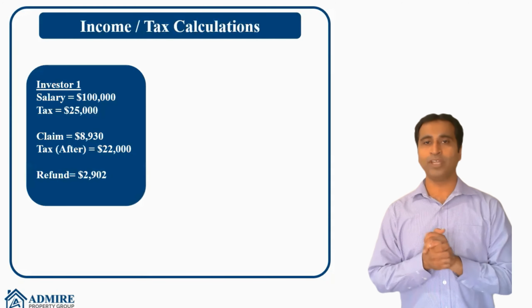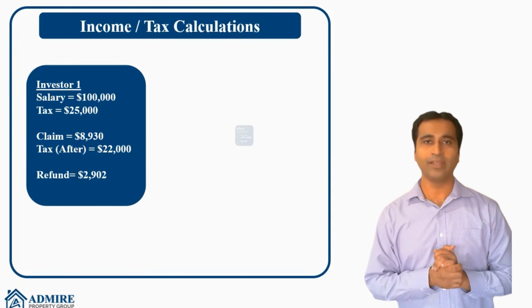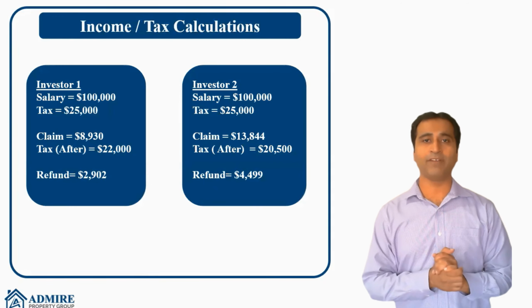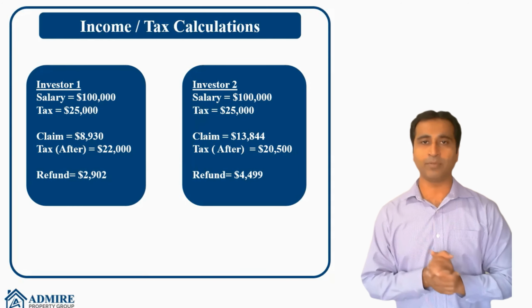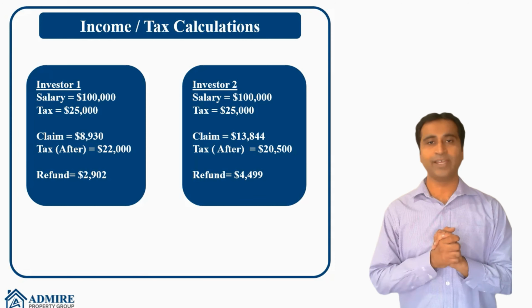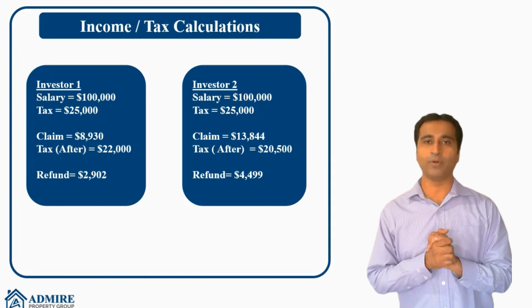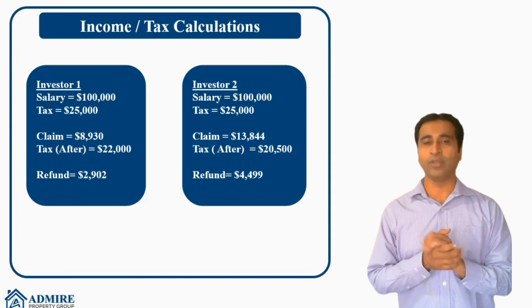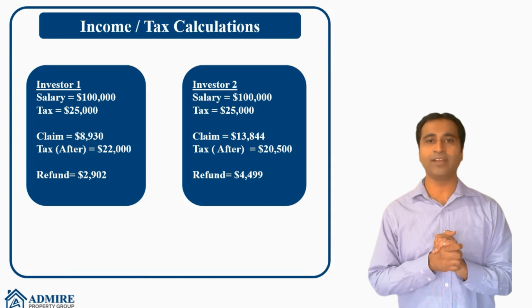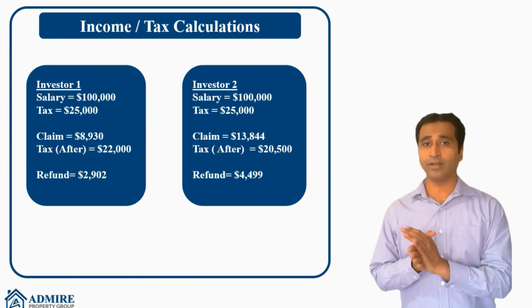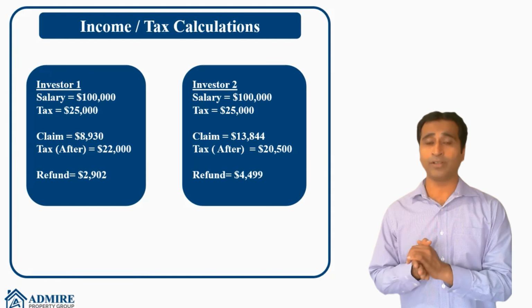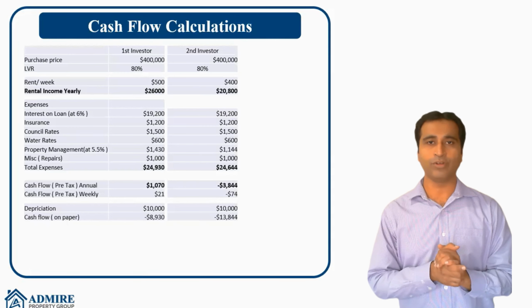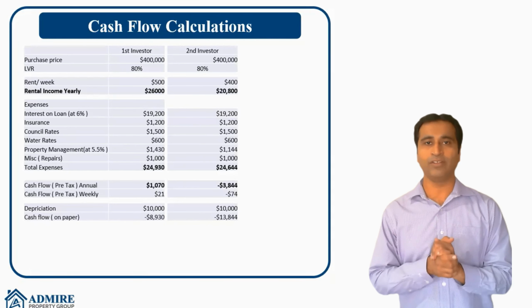And assuming that both the investors were getting an income of 100K, and before their rental property, they were paying a tax of 25K every year. But after they have bought these rental properties, both the investors will be paying less. So in the case of the first investor, he can deduct $9,000 from his 100K income and will pay tax on $91,000. In the same way, the second investor will reduce his income of $100,000 by $14,000, and he will pay tax on $86,000.